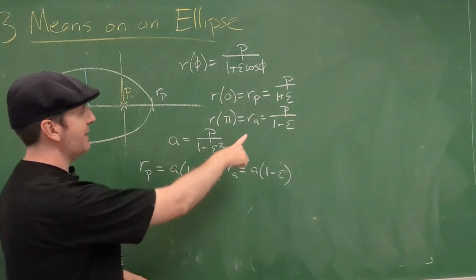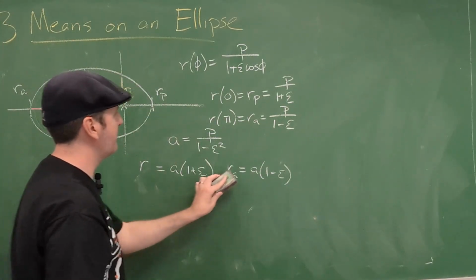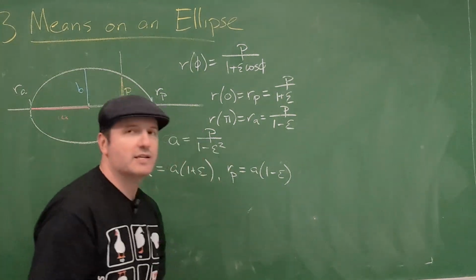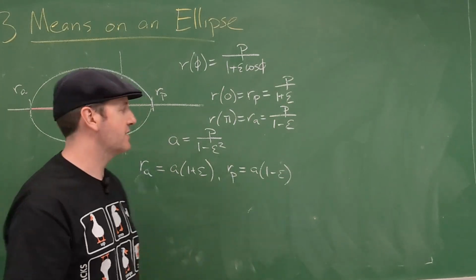Oops, I had them exactly backwards. I was reading off of this when I should have been reading it more carefully, so swap those around. This was RA, and this one's RP. And that makes sense because we want RA to be the larger one and RP to be the smaller one, so that kind of checks out.